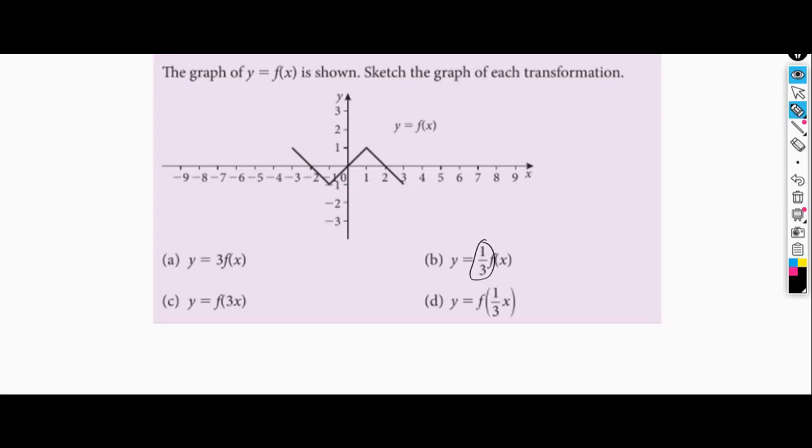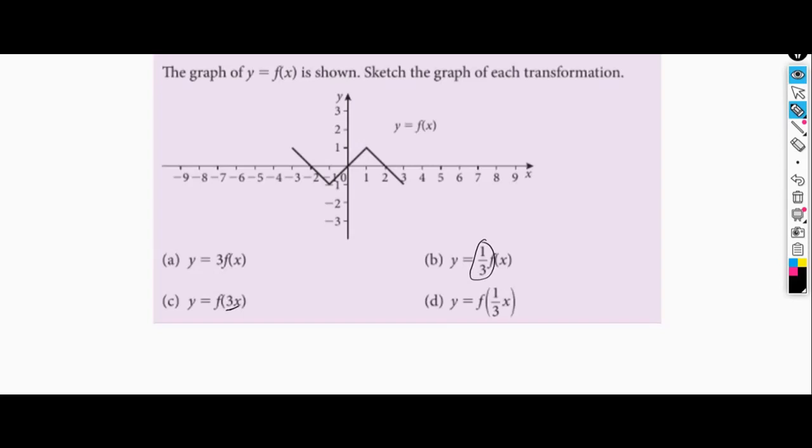For C, we have f of 3 times x. Now remember that this works backwards, right? So every x coordinate is actually going to be 1/3 of what it was, and every y coordinate will stay the same. For example, 3 comma negative 1 would now be 1 comma negative 1. And then finally, if we have y equals f of 1/3 x, every x would be multiplied by 3. The y coordinates would stay the same. So for example, 3 comma negative 1 would now become 9 comma negative 1.